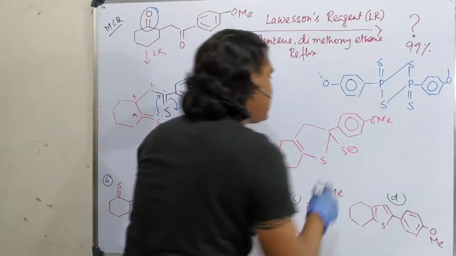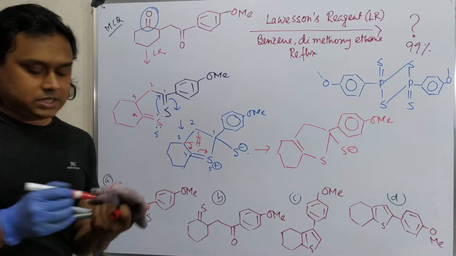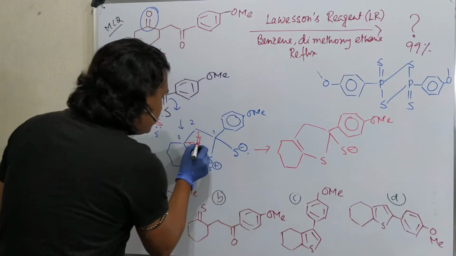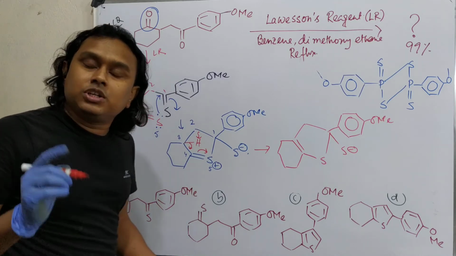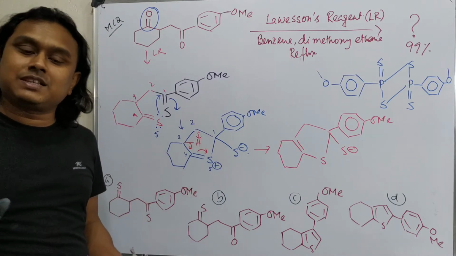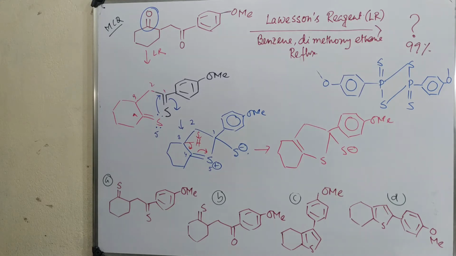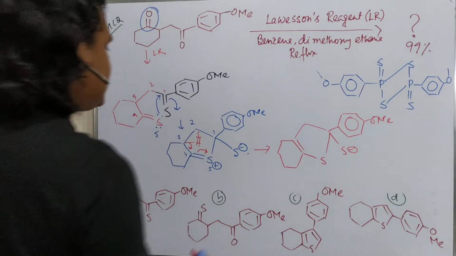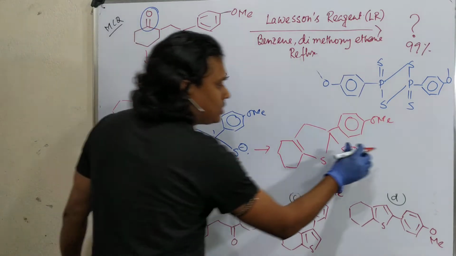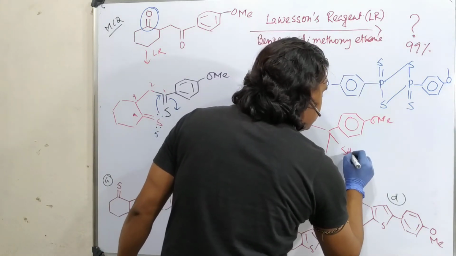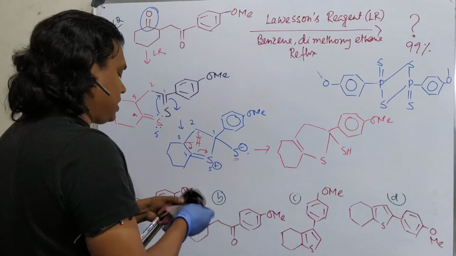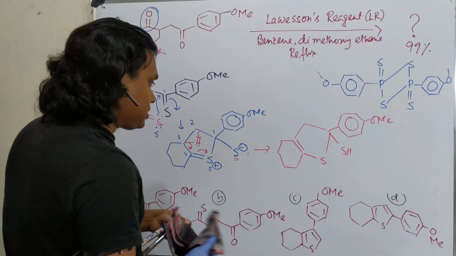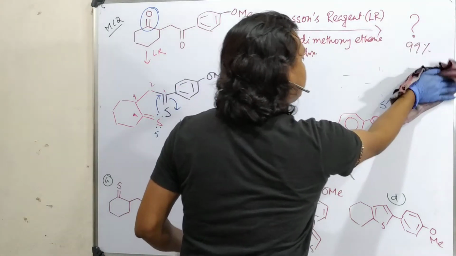OMe. Okay, so just look at who will abstract this proton. The molecule which can abstract this proton is a stronger base, meaning an atom with some negative charge density, and in this case it is this sulfur, so this will not remain S minus, it will be converted into SH. So that's why this thing will happen.